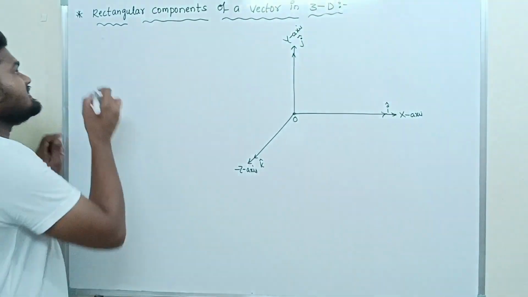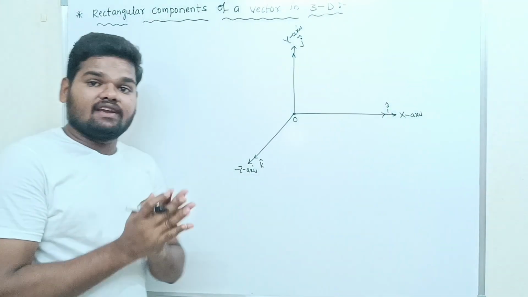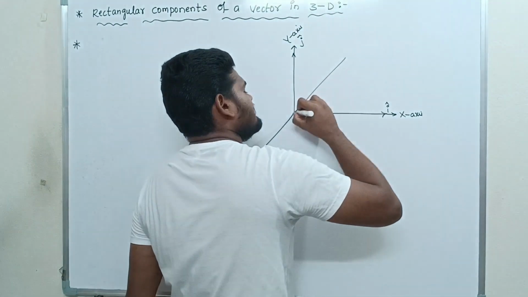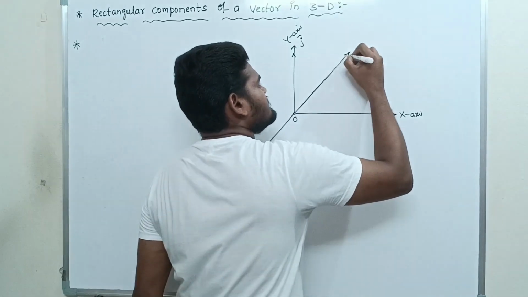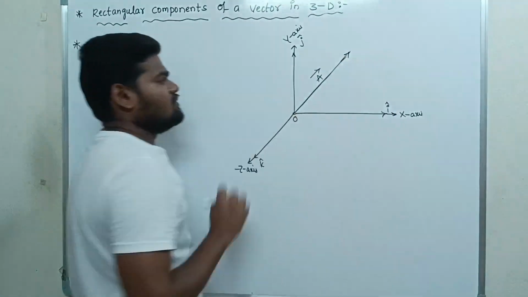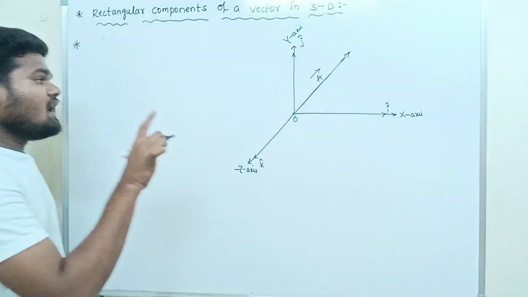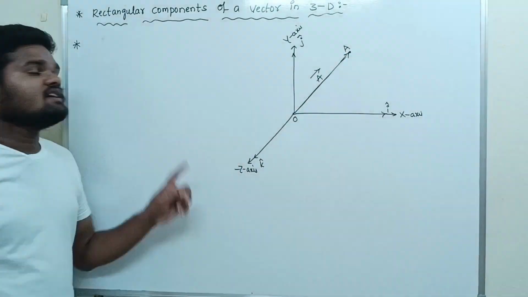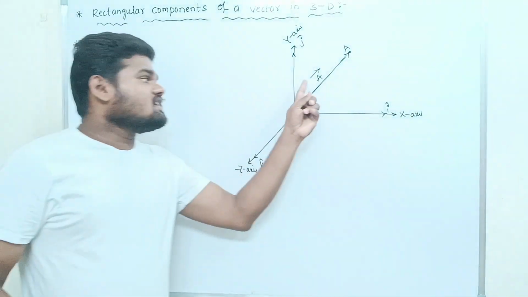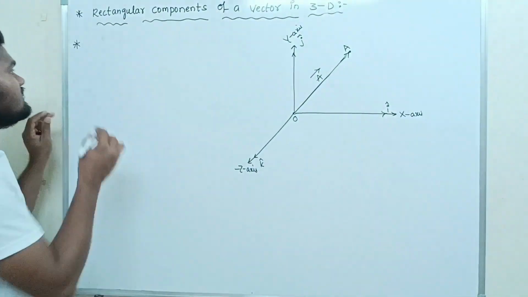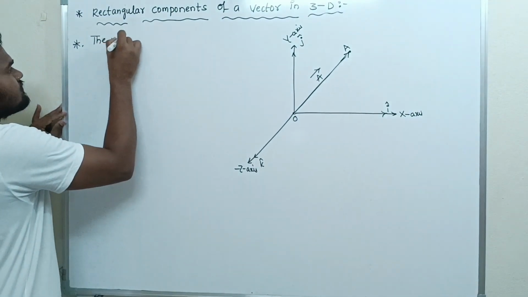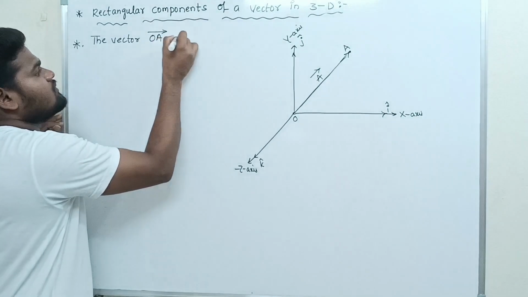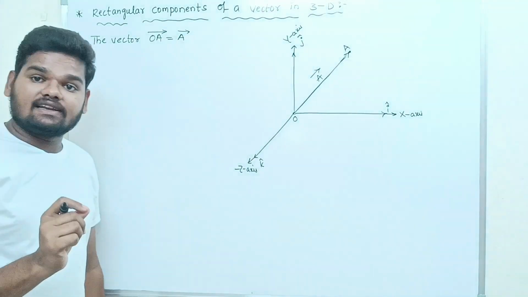Now, I'm considering the vector a bar. I'm taking the vector a bar from the origin. Let us consider this is a vector a bar, which passes through the origin. This is the a bar vector. Any doubts? And I consider the magnitude of this a bar vector as capital A. So what is capital A? Capital A is the magnitude of this vector a bar. The vector OA bar is equal to how much? It represents a bar. Is it clear? Any doubts?